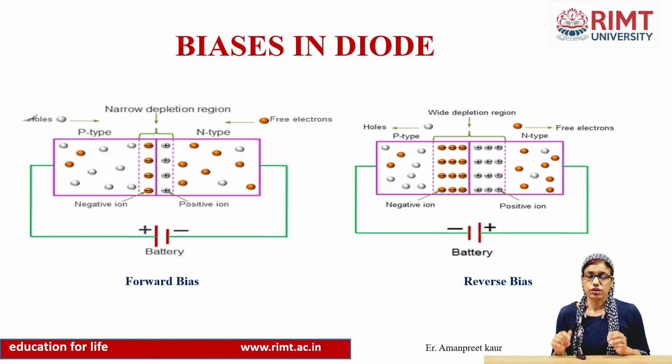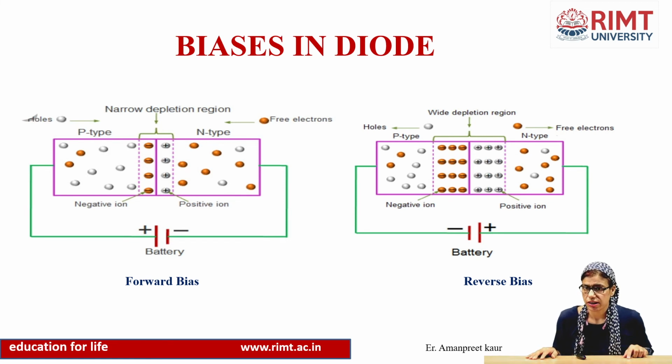When we connect the positive terminal of the battery to the p side and the negative terminal of the battery to the n side, this is called forward bias. Because of this, the depletion layer becomes thin and movement of electrons and holes begins, and obviously if movement of electrons begins, then current flows. So, it works as a closed switch. A semiconductor diode works as a closed switch when it is in forward bias.